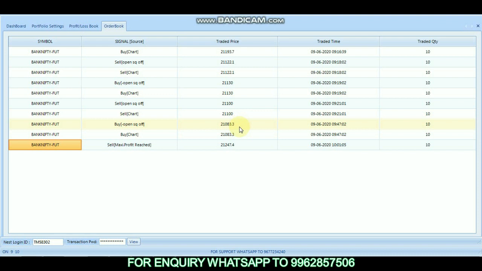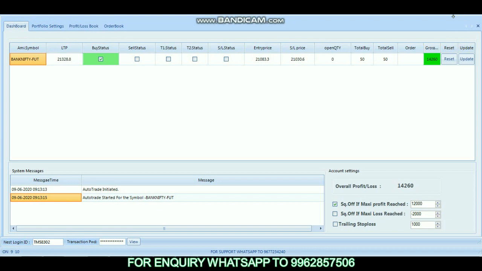2,1083.3. Then again we bought at 2,1083.3. Then we exit at 2,1247.4 at 10 o'clock. And today overall profit is 14,260.